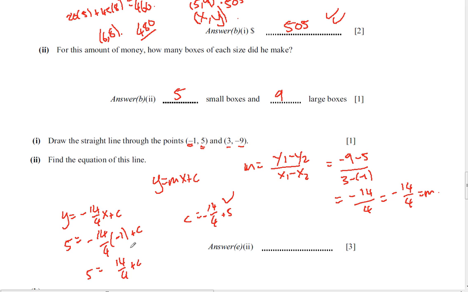You should be able to find it. You just take the 14 over 4 to the left hand side. So you find the equation. I'm not going to put it in my calculator, I'm just going to leave it in this raw form. It would be y is equal to negative 14 over 4 x, plus your c, which is this value, 5 minus 14 over 4.